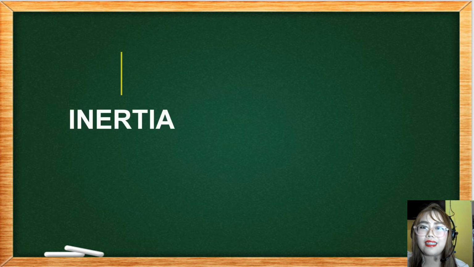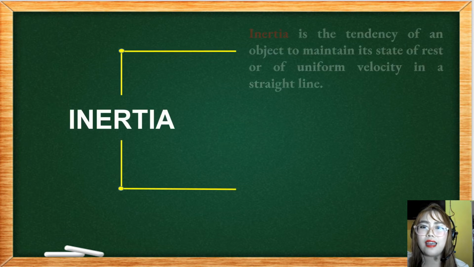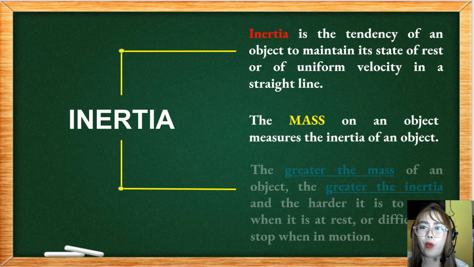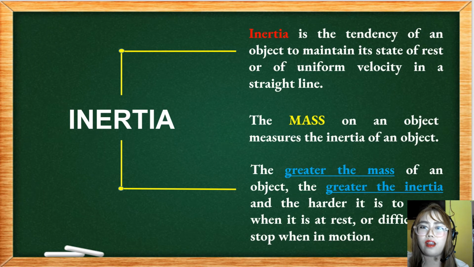Inertia is the tendency of an object to maintain its state of rest or of uniform velocity in a straight line. The mass of an object measures the inertia of an object. The greater the mass of an object, the greater the inertia, and the harder it is to move when it is at rest, or difficult to stop when in motion.